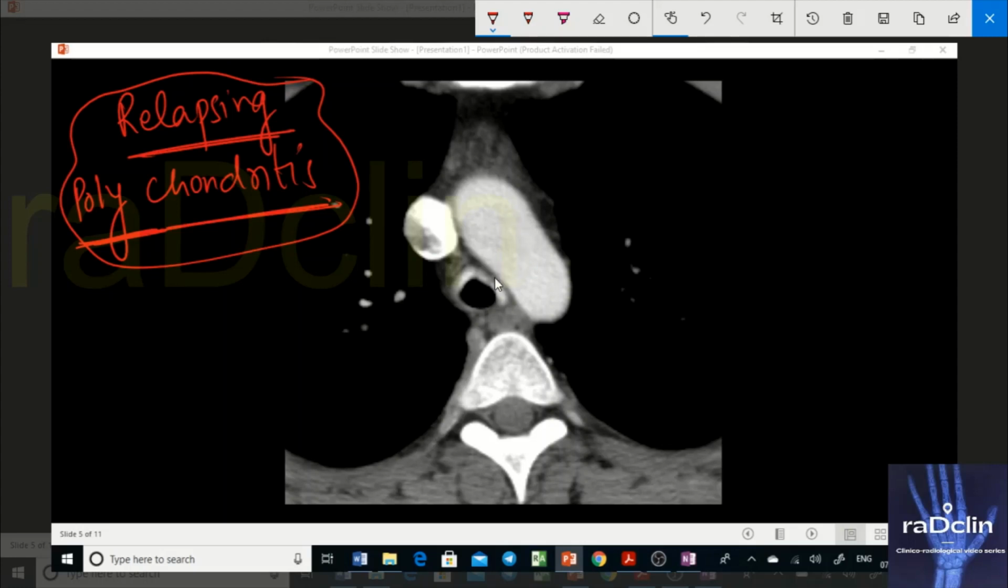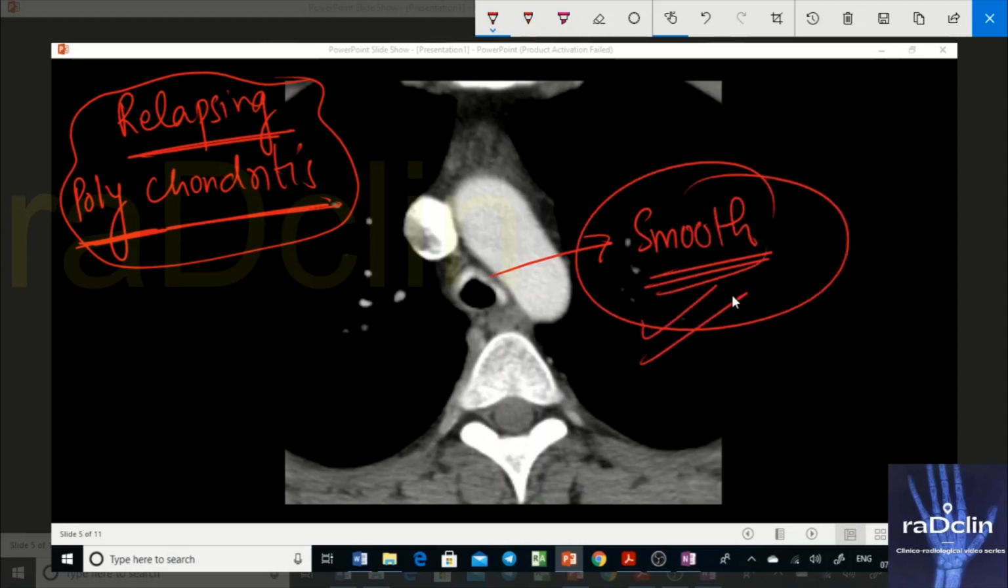An important thing to note down is that if you look closely, this thickening is a smooth thickening. It's not a nodular thickening. Only part of the cartilage is thickened. On coronal or sagittal section, you will see thickened cartilage anteriorly on sagittal section, and bilaterally on coronal section. It will be like a cylindrical thickening. This is the terminology that is used, in relapsing polychondritis.